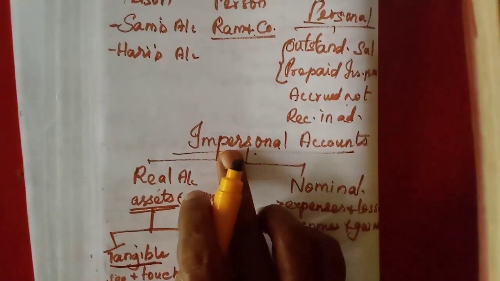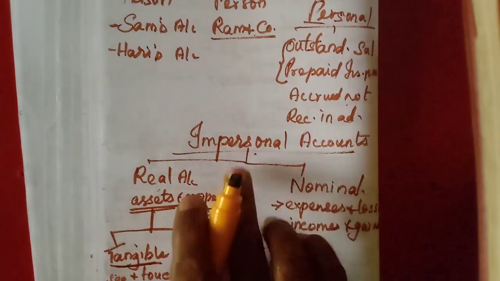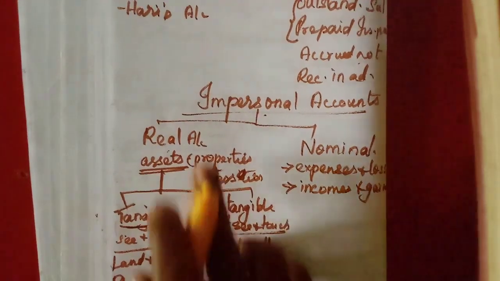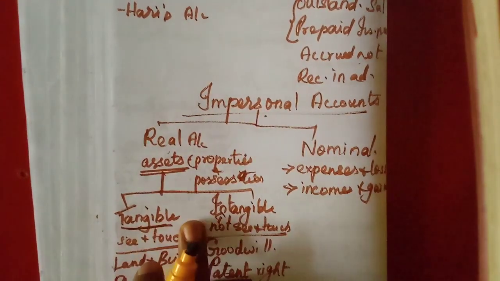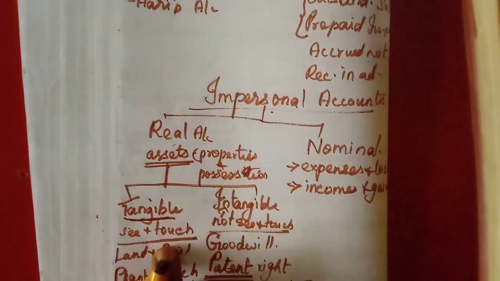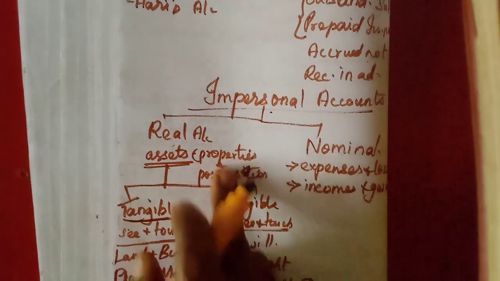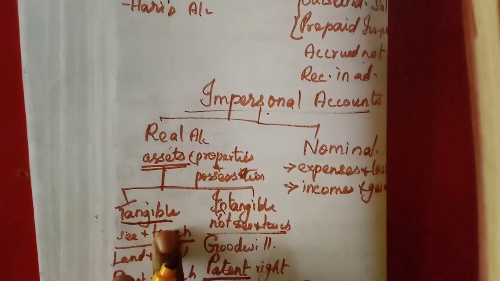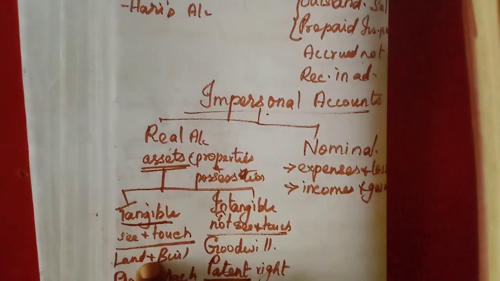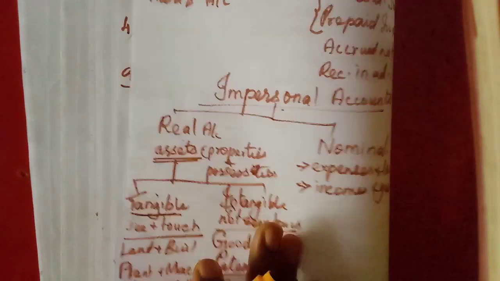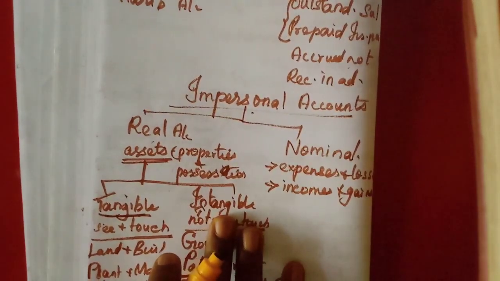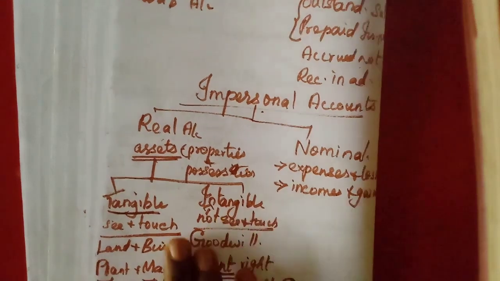Then the second type of main account is impersonal account. Again, this is divided into two: real account and nominal account. Again, real account is divided into two. Now, what is a real account? All the assets of the organization, that is, the properties and possessions of the owner. Then it is divided into tangible and intangible. Tangible means we can see and touch; intangible, we cannot see and touch. The nominal account covers expenses and losses, and income and gains.